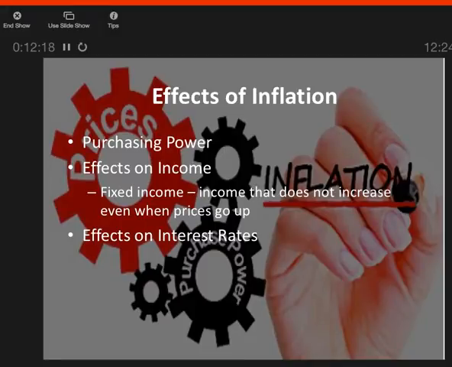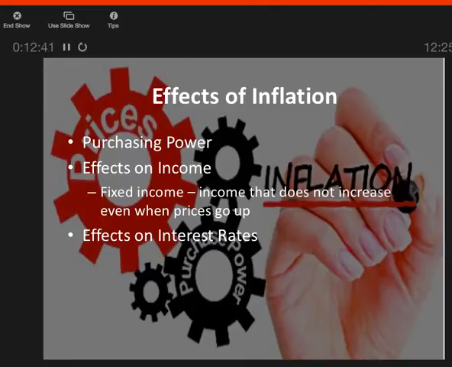Well, for someone that has a business or is working, let's say a doctor, lawyer, businessman, businesswoman, what they can simply do, as we just saw in the wage price spiral, is increase the price. So it really doesn't affect them too much. Who it affects the most is people on fixed incomes.